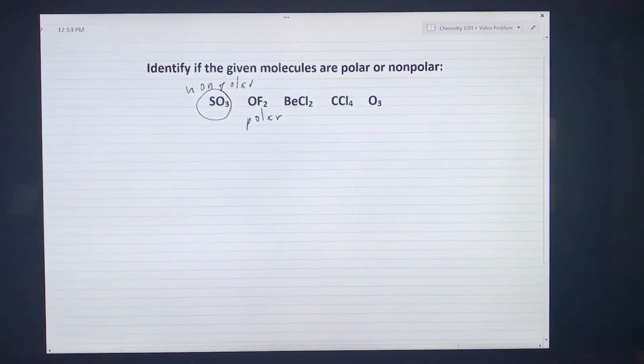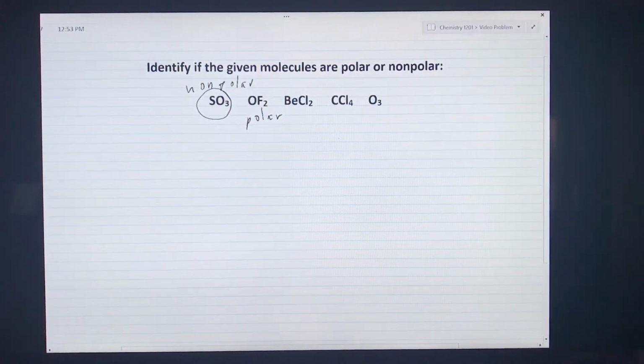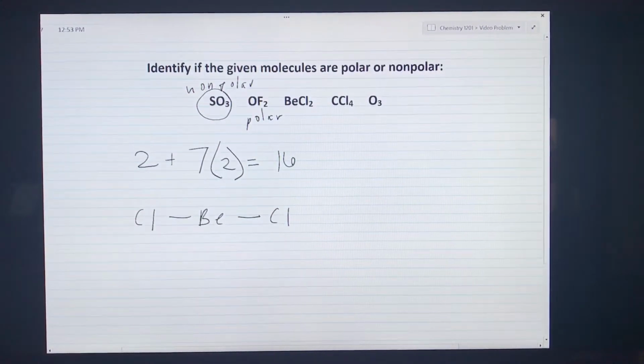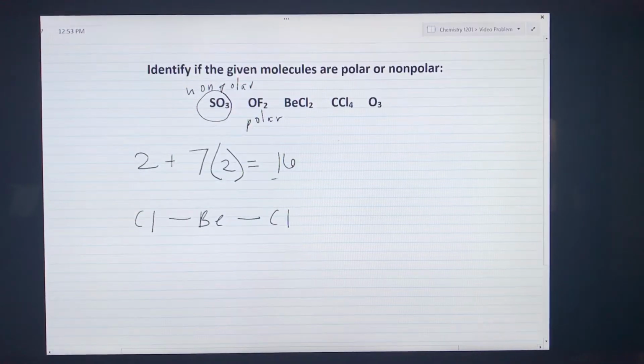Next, we would start with BeCl2. Be has 2 valence electrons, and Cl has 7, and since there's 2 of them, you multiply by 2, which will give you 16 valence electrons. So when we draw this out, it will look like this. Each bond has 2, so it'll be 16 minus 4 equals 12.